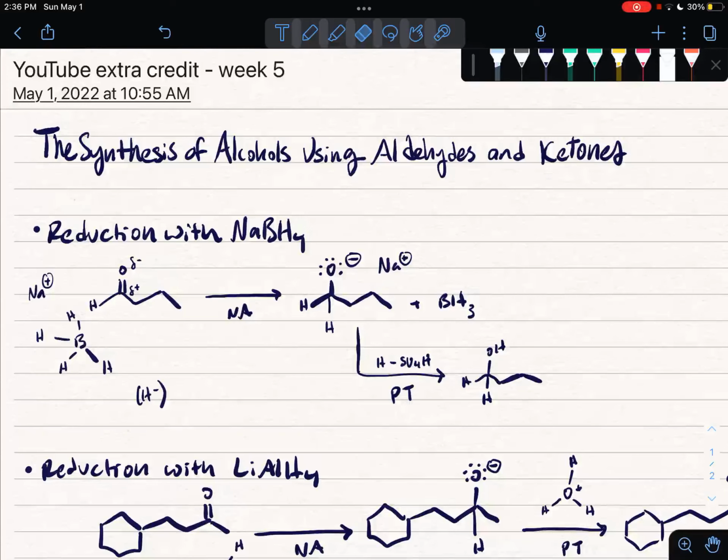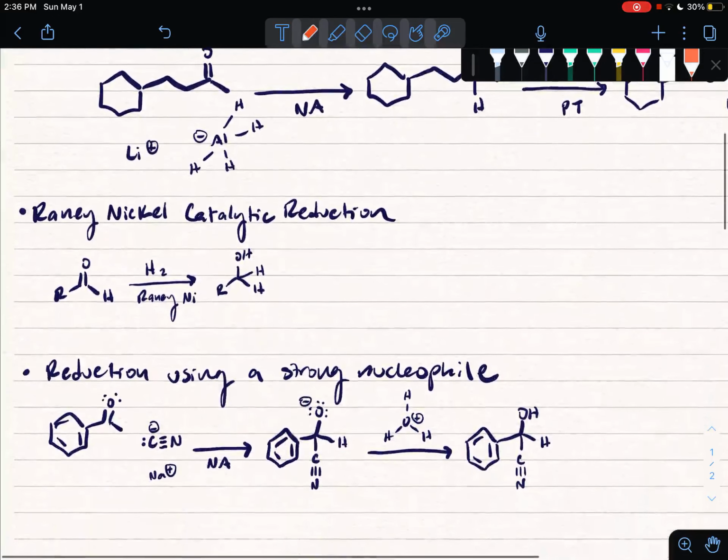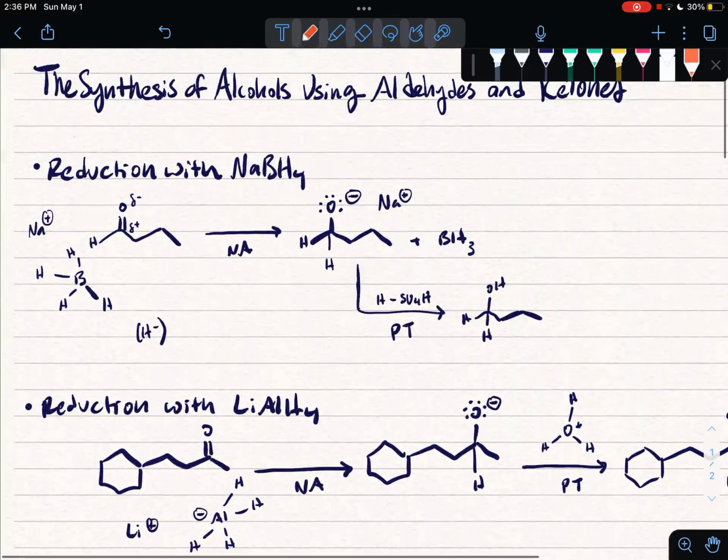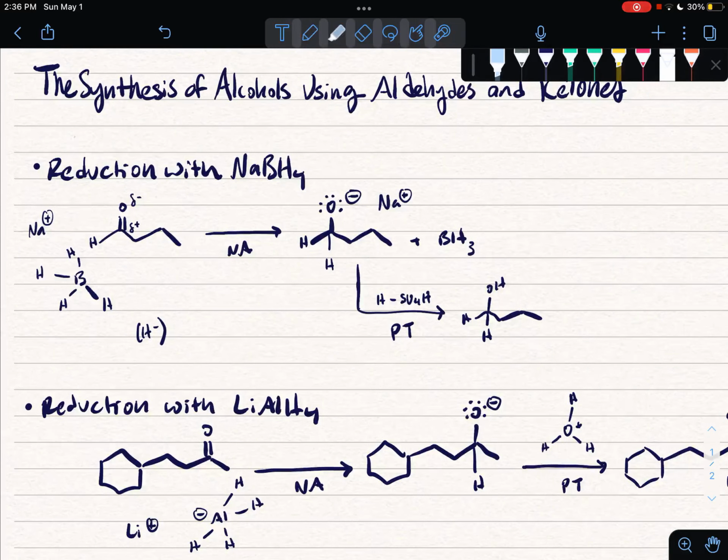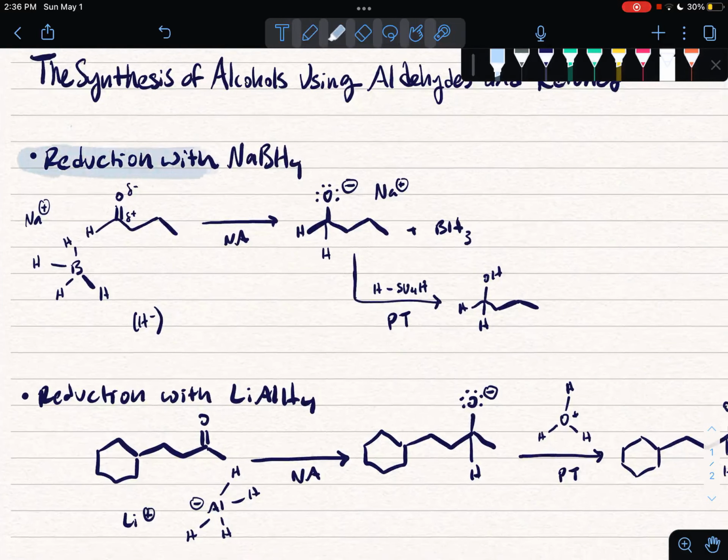Okay, so in this video, we're going to be talking about how to synthesize alcohols using both aldehydes and ketones. Mostly, this video will be going over different reduction methods that are useful for this. So let's start. First, we're going to talk about reduction using NaBH4.